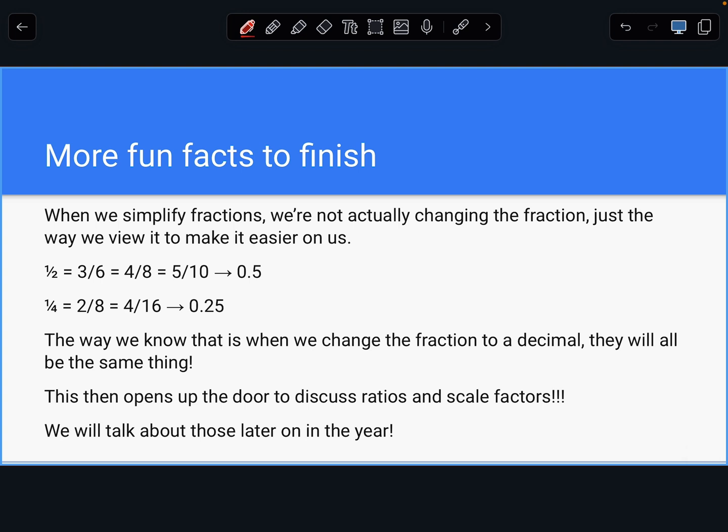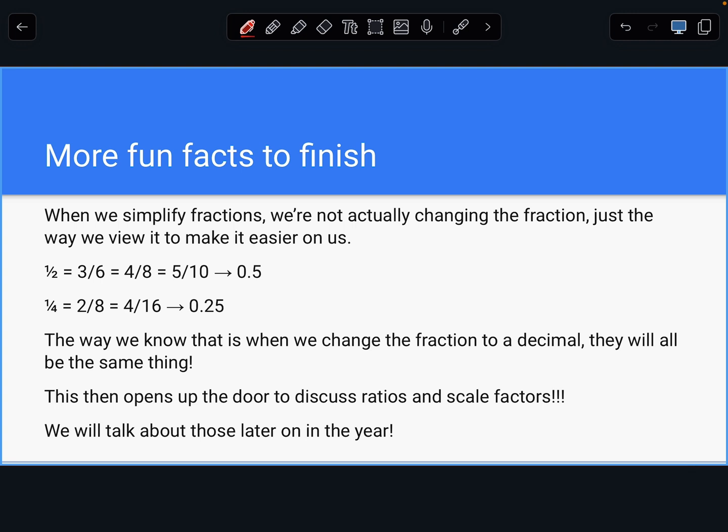Okay, more fun facts to finish up with. You don't need to write anything here, but it's something to keep in mind. Whenever we simplify fractions, we're not actually changing the fraction. We're just changing the way that we view it to make it easier on us. For example, 1/2 is the same thing as 3/6, which is the same thing as 4/8, which is the same thing as 5/10. The way that we know that is because when we change the fraction to a decimal, the decimals all become the same thing. This opens up the door to discuss ratios and scale factors, which we're going to be doing later on this year.